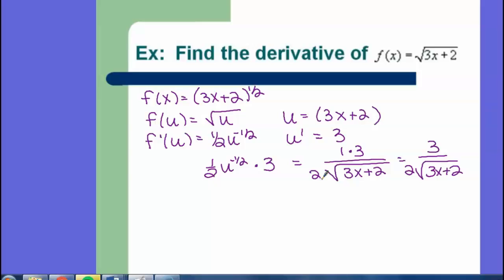So again, it's outside times inside. Once you get really good, you can eliminate these steps. You're not going to write them forever. They're helpful now to see the two functions. As we get better and better, you're going to just start taking the outside derivatives times the inside.